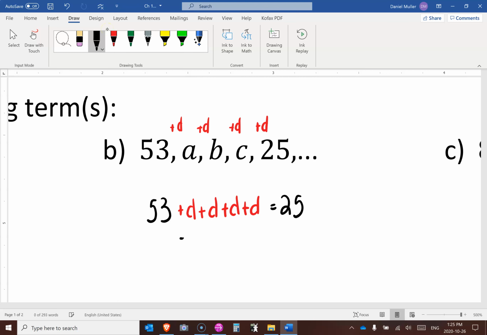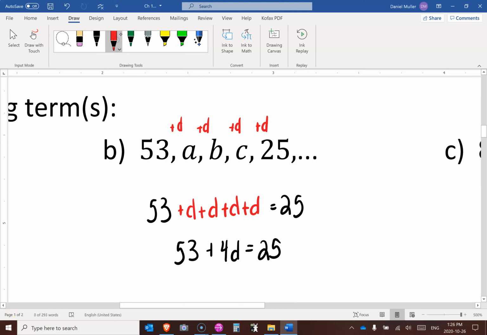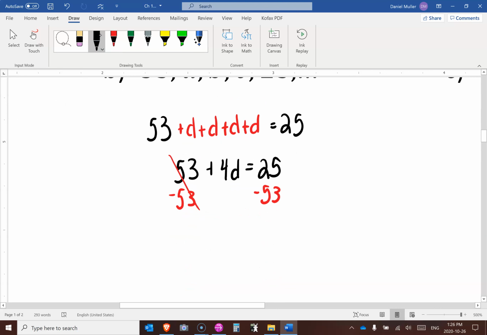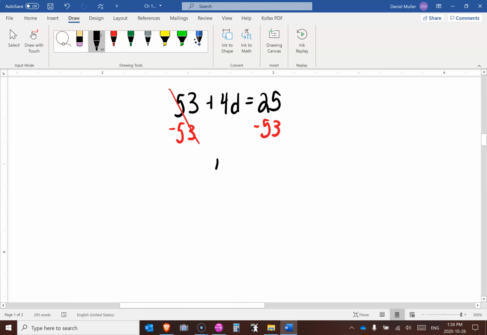So I have 53 plus 4 D's should get me 25. So just some basic algebra here. I will minus the 53, minus the 53. So that's gone. So I have 4D is equal to 25 minus 53, which is negative 28. And then divide by 4 and divide by 4. So D is, I guess, negative 7.